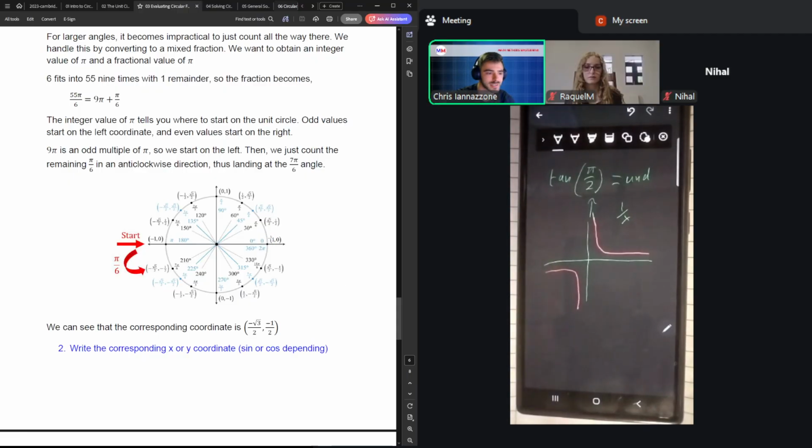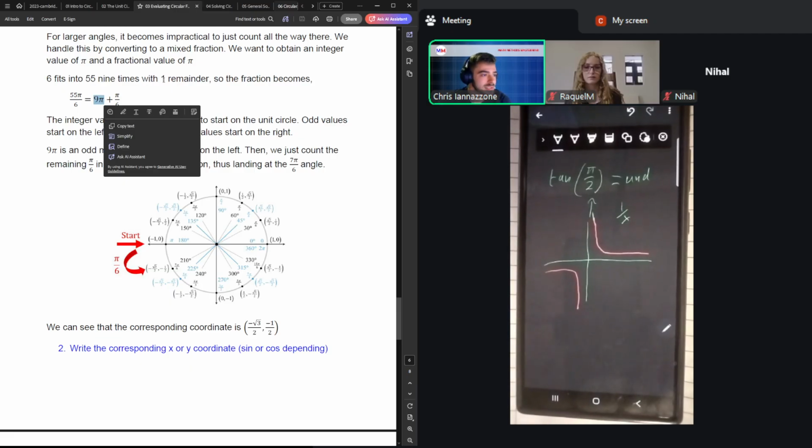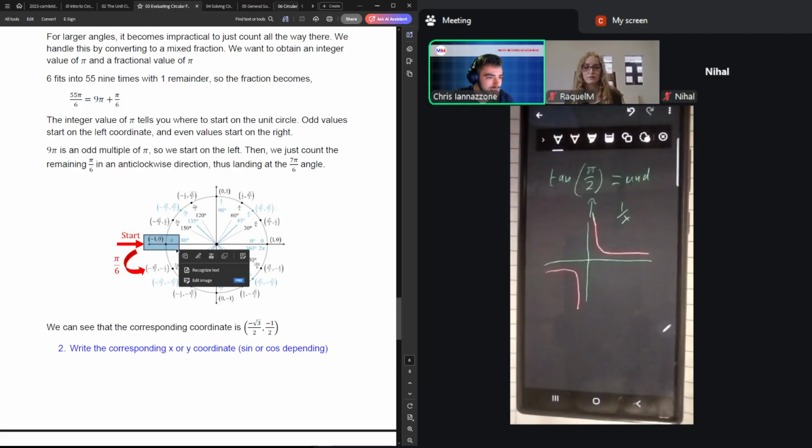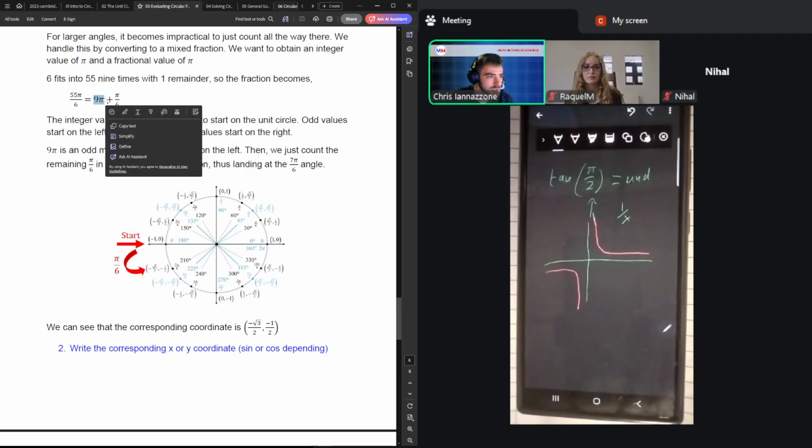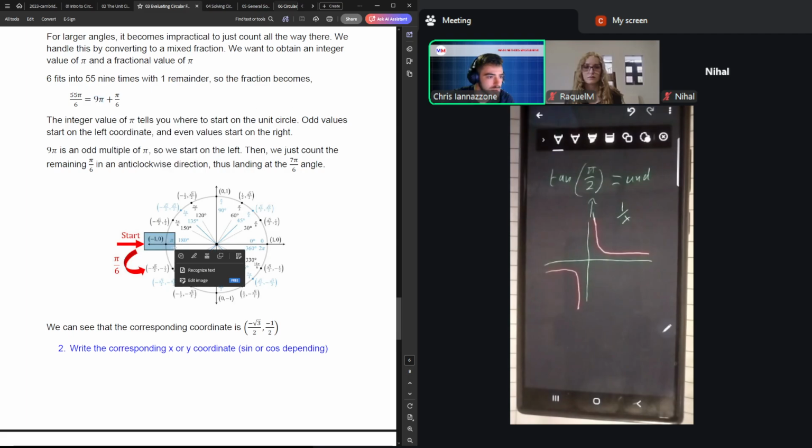If you're counting in pi starting from here, then the first pi will always be on the left and the second will always be on the right. All the odds on the left, all the evens on the right. So the fact that we have 9 pi in there as a quotient means that when all is said and done, you can basically now just start here, because you're going to do it 9 pi times regardless. Because you know 9 is odd, you can now just start there.